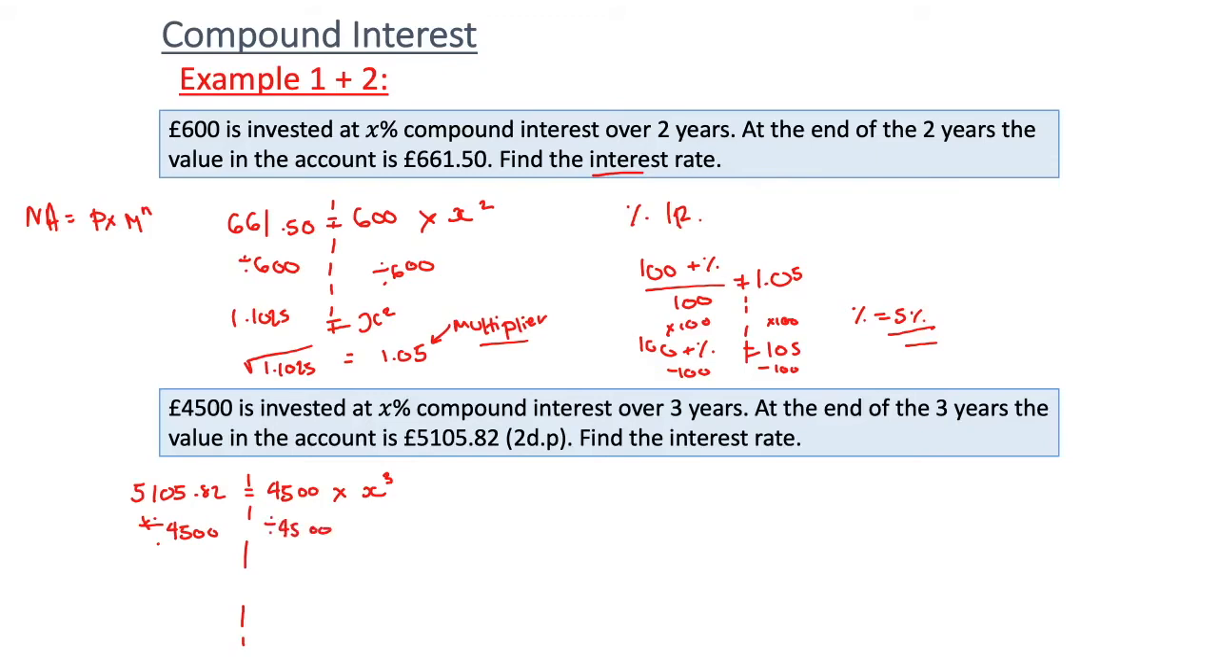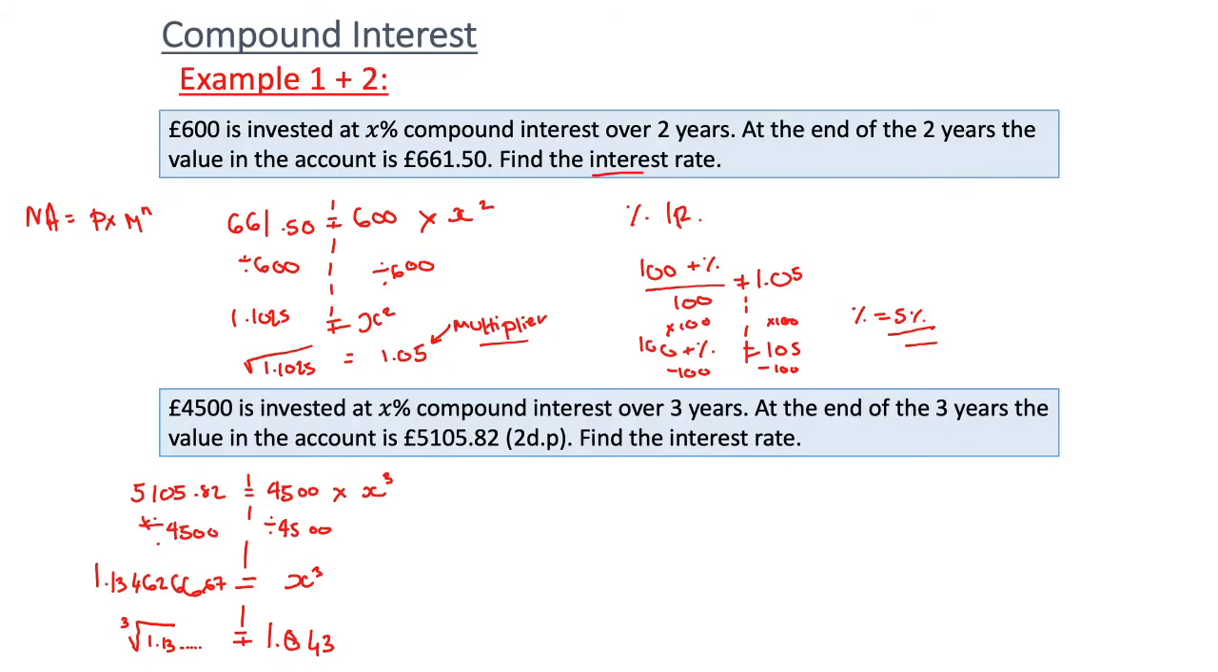So when we do 5,105.82 divided by 4,500, we get a value of 1.1346266667, which is equal to x cubed. Then we have to do the opposite of cube, which is cube root. It's basically your square root symbol but with a 3 on the outside and then your number on the inside. I'm just going to do 1.13 and our dot dot dot. When we cube root our answer, we end up with a value of 1.0043, and then there's lots of zeros, so I'm just going to leave it at that.